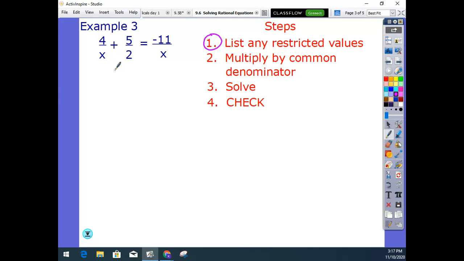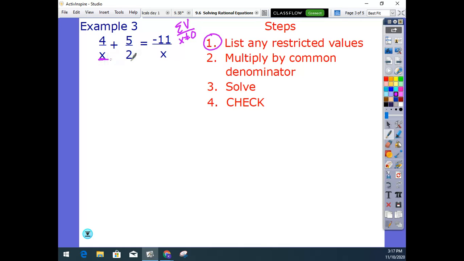So the first thing that I want to do, what are any values we cannot use because it would create 0 in the denominator? Well, the only one is x. So that just means x cannot be 0 because if I put 0 in for my x's, there'd be a 0 in the denominator. That's the only value we cannot use. So what are the factors of my common denominator?